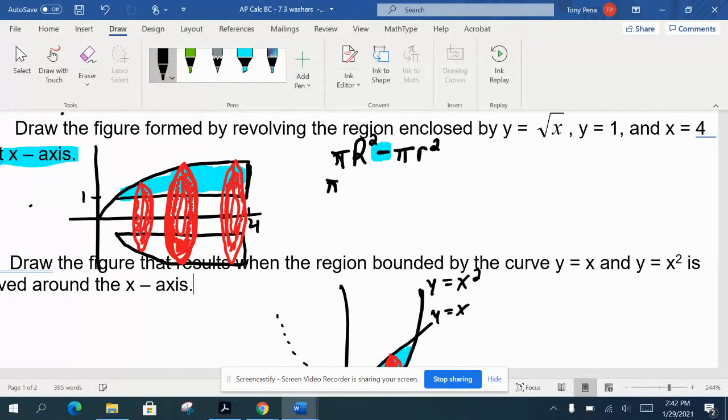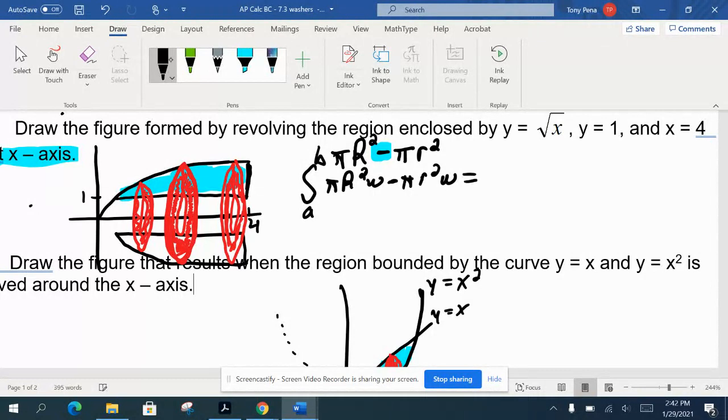Well, it's not simply an area. Each one of these has a width to them. We don't want to find the volume of just one washer. We want to find the volume of not just these 3 washers. We want to find the volume of all of them. So that's what the integral is going to do for us. So that's basically the washer method. It's 2 circles, and we just want to find the difference in them.